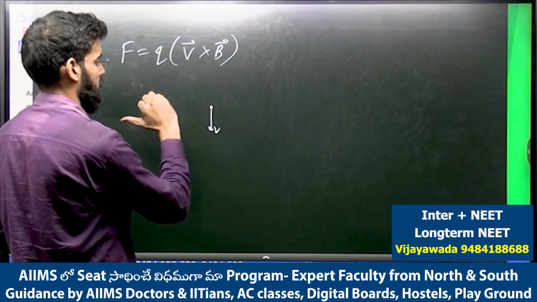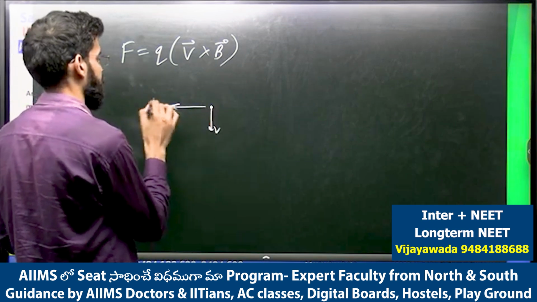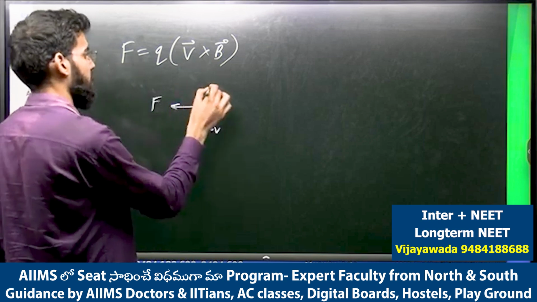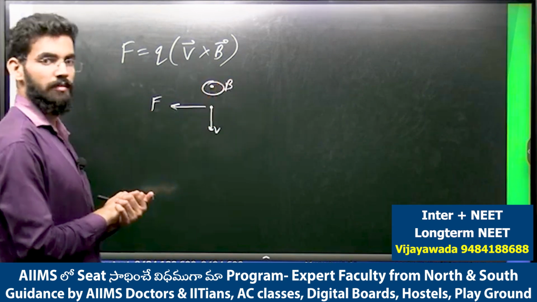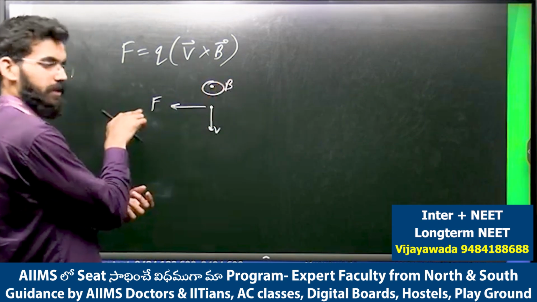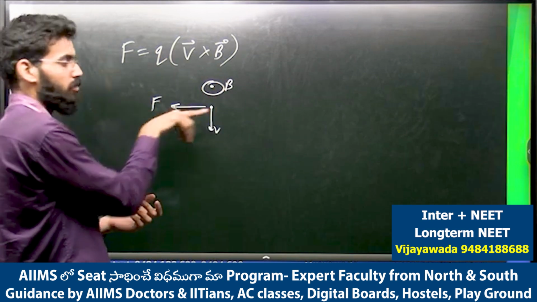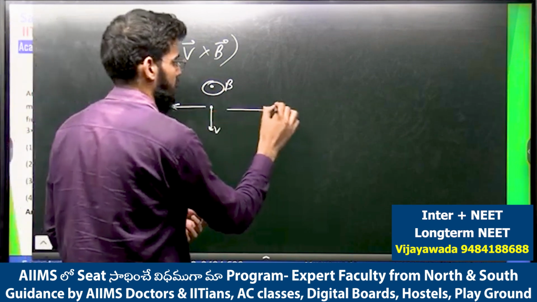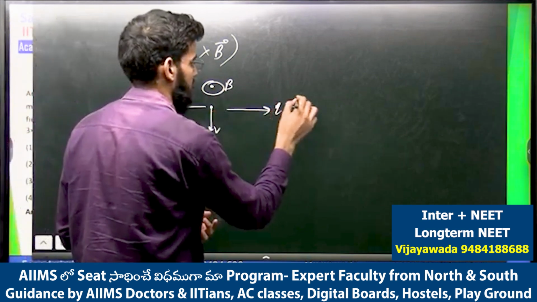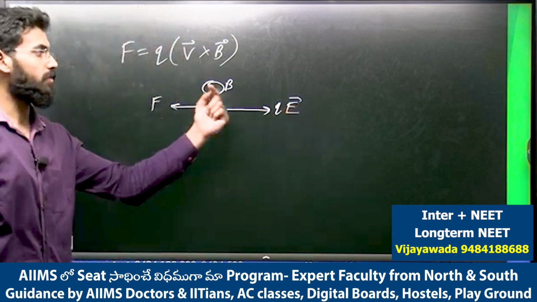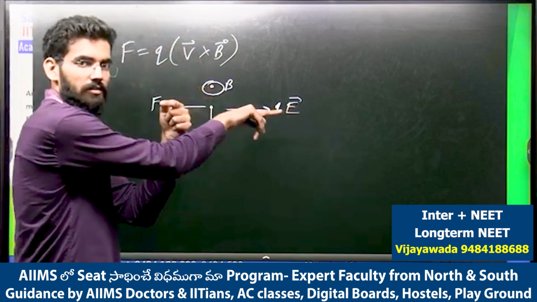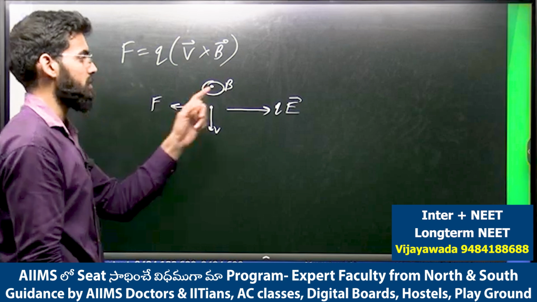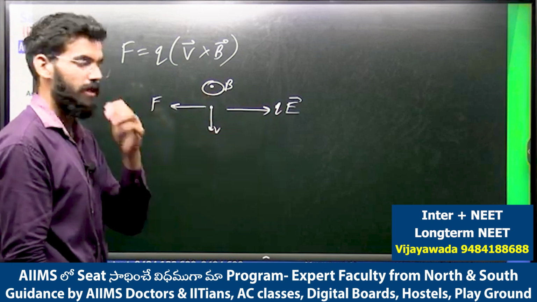So V cross B, this side, force he will experience this side. Okay, but B is which side? Outside the B. Okay, so force is experienced this side, right? So you have to apply electric field this side, so that Q into electric field, force will come this side. Okay, so magnetic field is outside, electric field is this side. Okay, then it will balance.